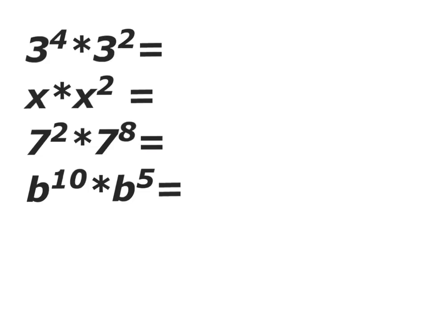Let's try some more examples of multiplication using the rules. 3 to the fourth power times 3 to the second power. Both of these factors have the same base. So my answer would be 3 to the 4 plus 2 power, which simplifies to be 3 to the sixth power. On the next problem, we have x times x to the second.